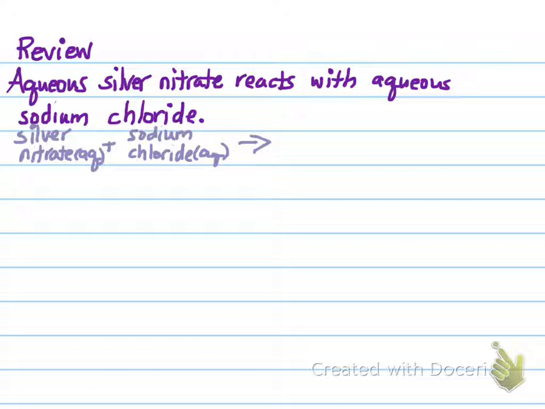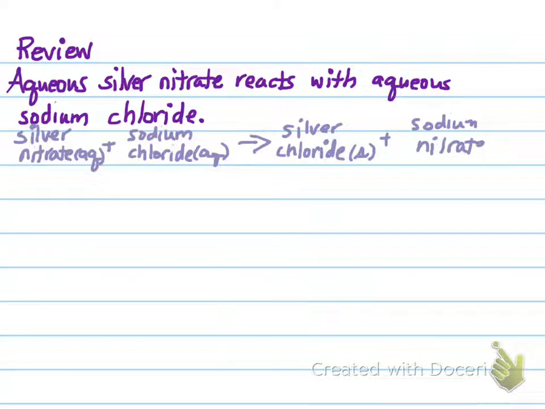So silver's a metal and sodium's a metal, so they're going to swap partners. So silver's partner is going to be chloride. And I told you the other day, today you're going to learn how to do this, but I told you the other day it was a solid. And sodium's partner is going to be then nitrate, which I told you was aqueous. So that was our word equation.